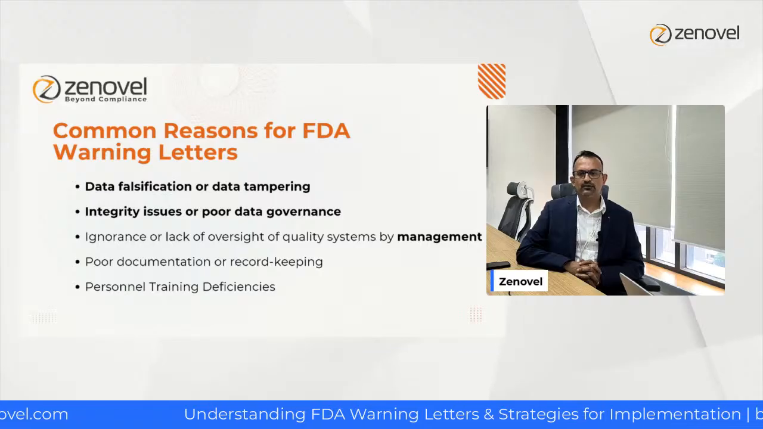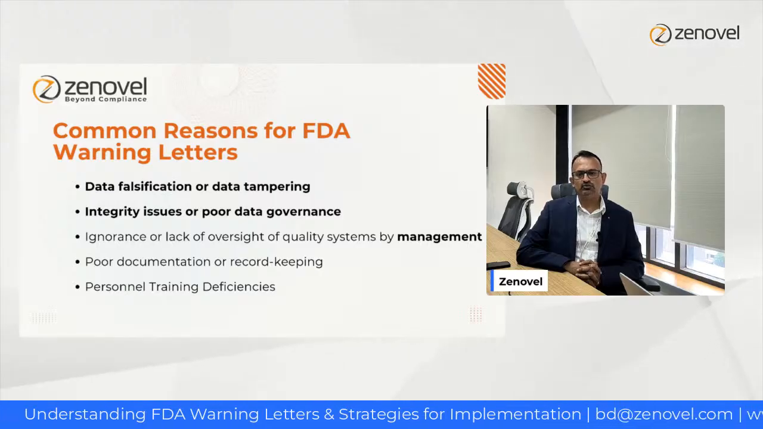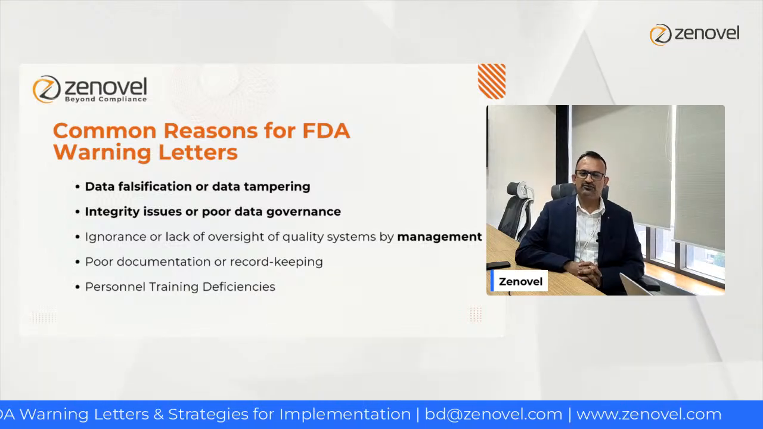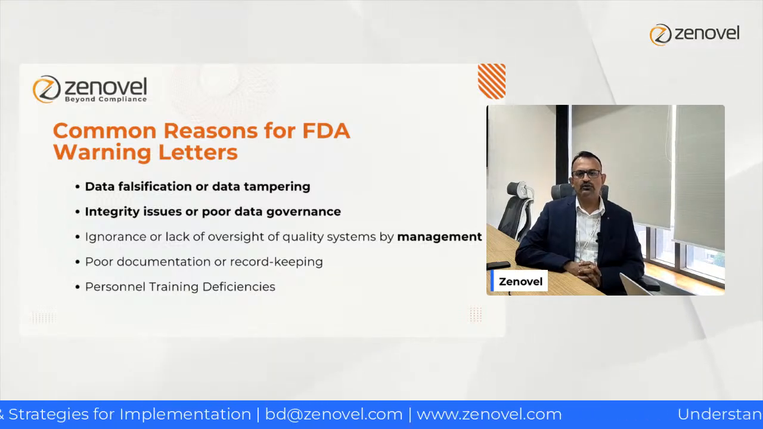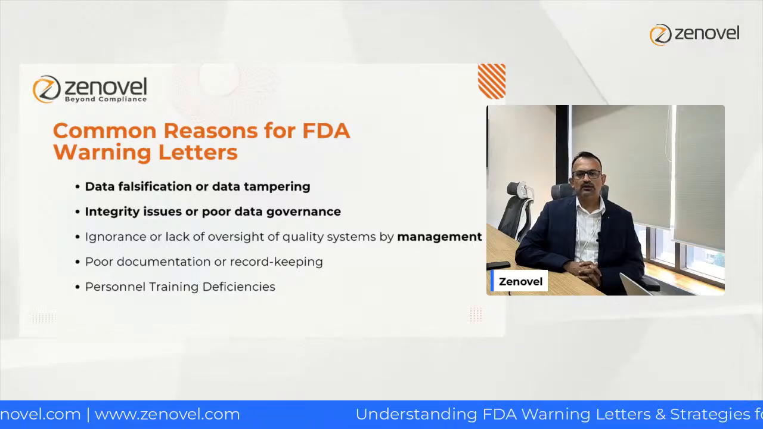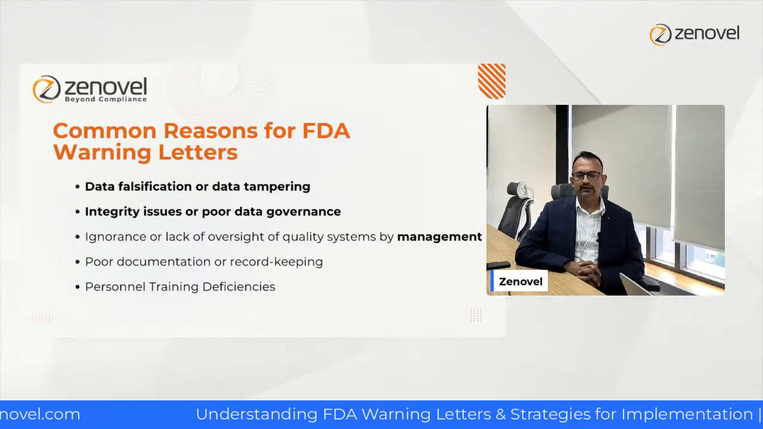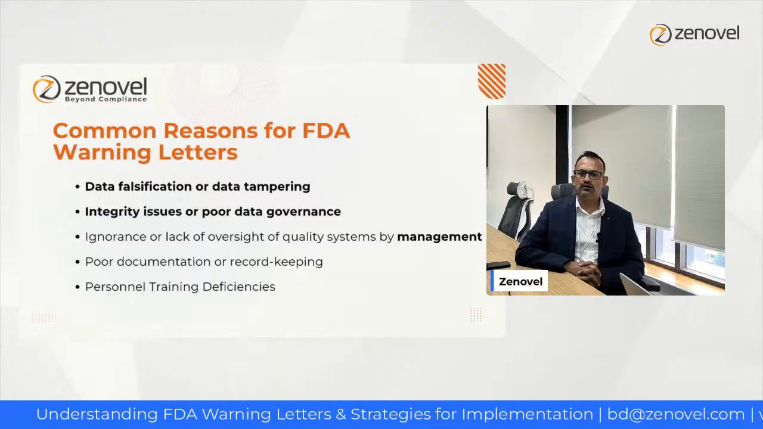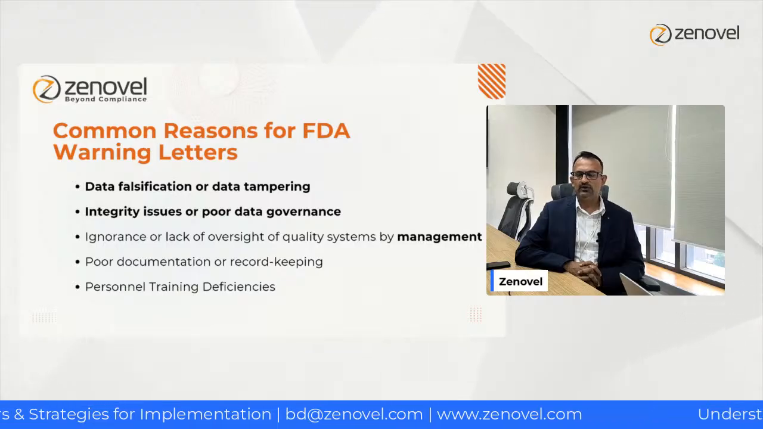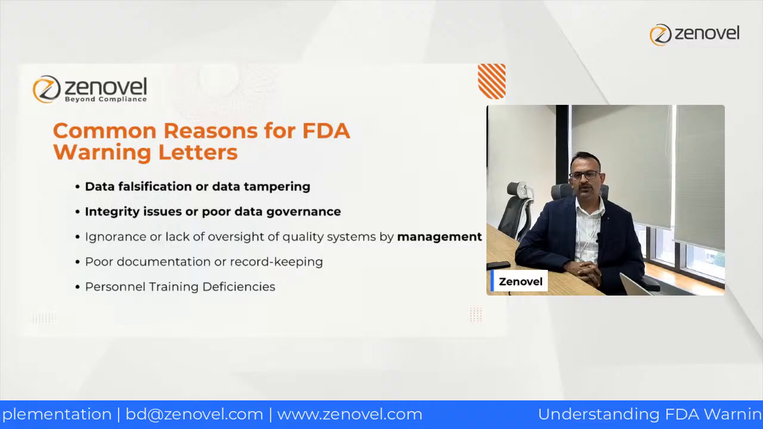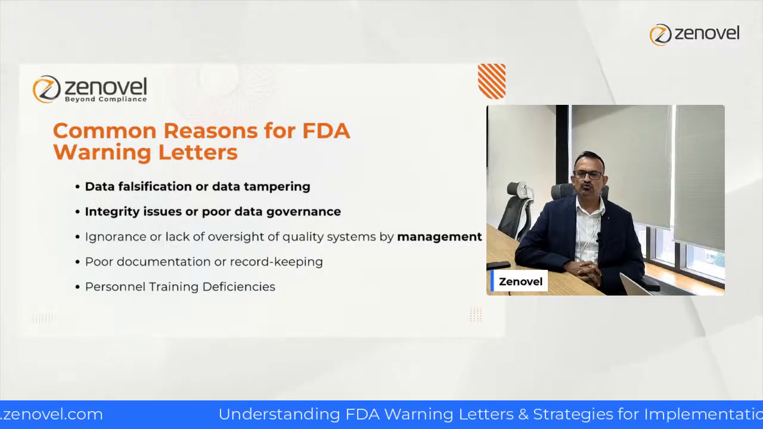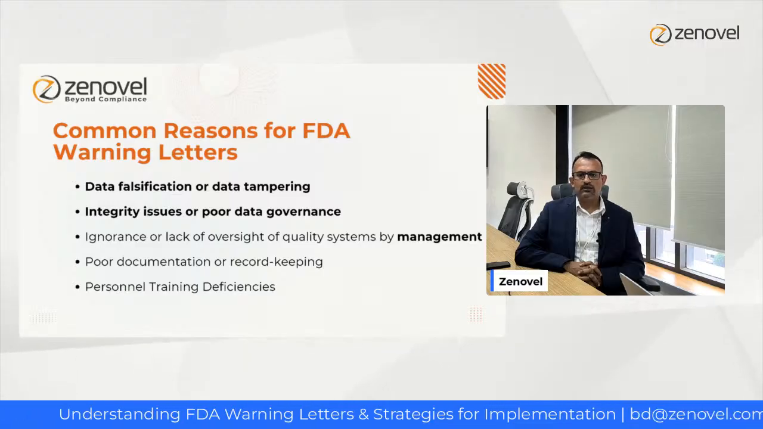Similarly, data integrity issues or poor data governance is one concern. From the past observations, we also found data integrity issues or poor data governance. Data integrity issues start from deleting the audit trails and poor data governance. In some cases, the data were not available during the audit to show the regulators.